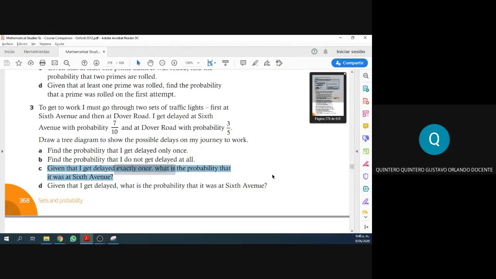Given that I get delayed exactly once, what is the probability that it was at 6th Avenue? And now we jump into the realm of conditional probabilities.